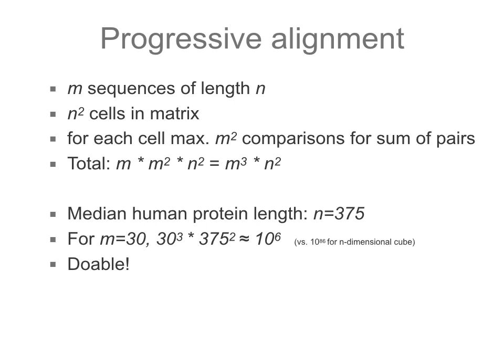Now let's assume again the median human protein length of n equals 375, m equals 30 sequences, so we get a total of 30 to the power of 3 times 375 to the power of 2, and that is roughly 10 to the power of 6, in contrast to 10 to the power of 86 for an n-dimensional cube. And 10 to the power of 6 is a computation that is fully doable and no problem at all.